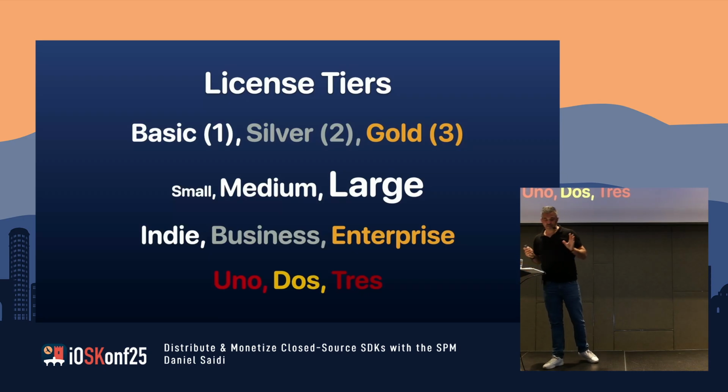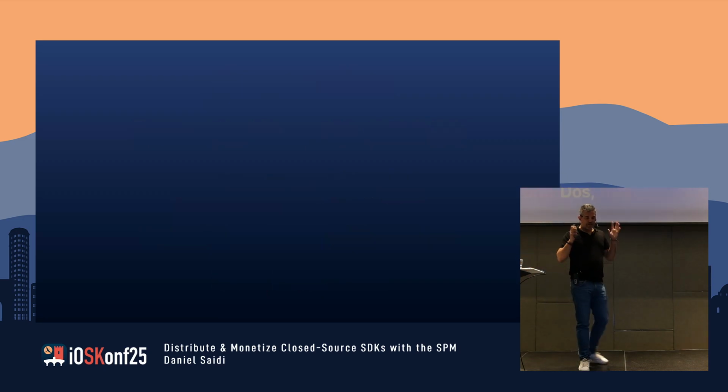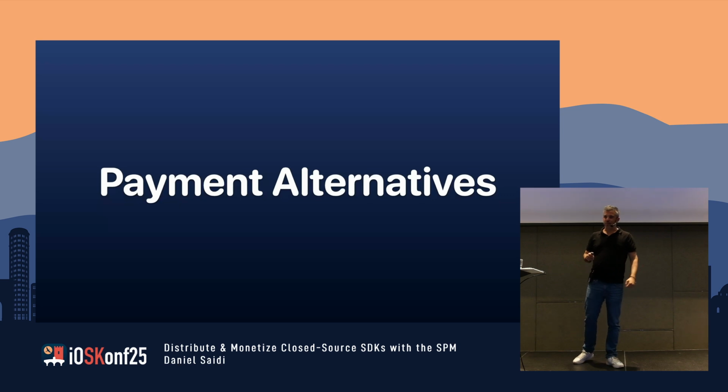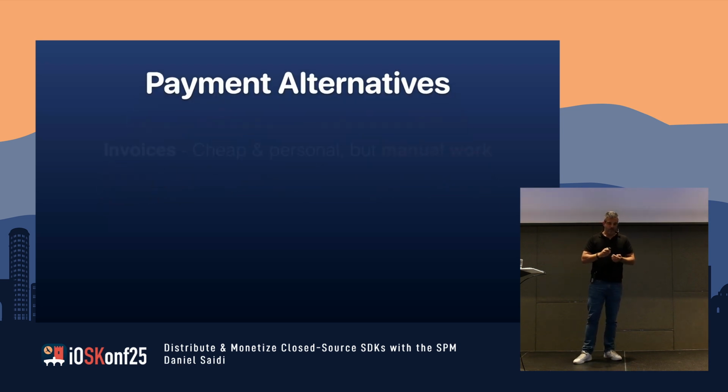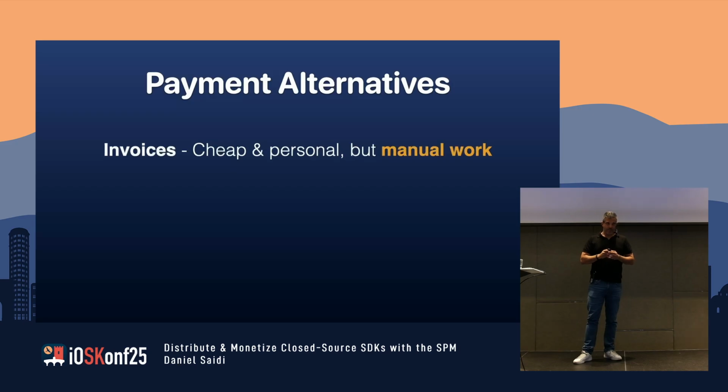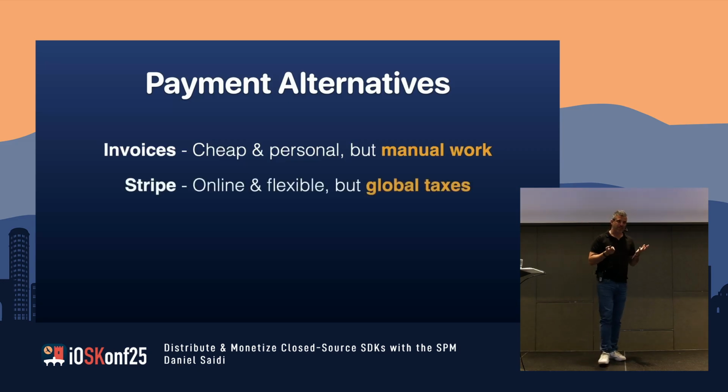But the good thing is that now you can use these tiers together with a good payment alternative to let people pay. So, I started with invoices. It's really nice. They emailed me. I sent them an invoice. I typed it on my typewriter and sent it to them. They paid me. A lot of manual work, but it was personal. We had a connection. But some people may want to set up a Stripe server or something.